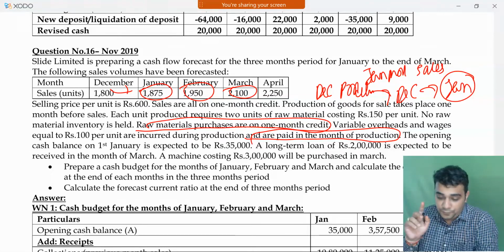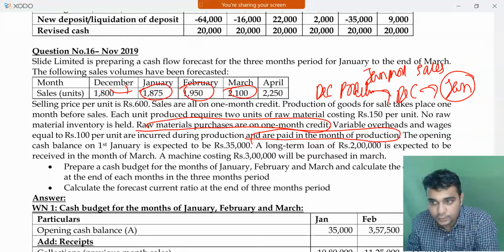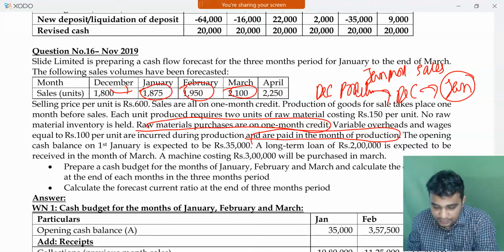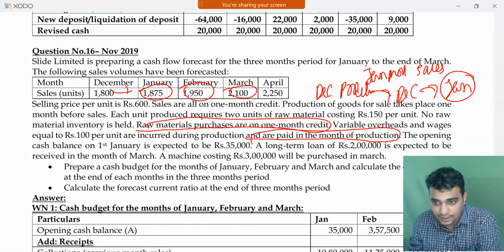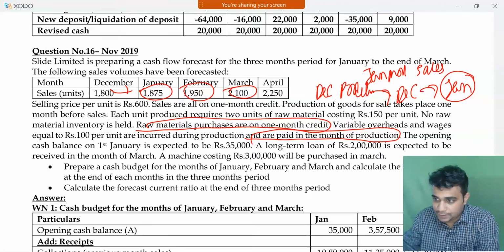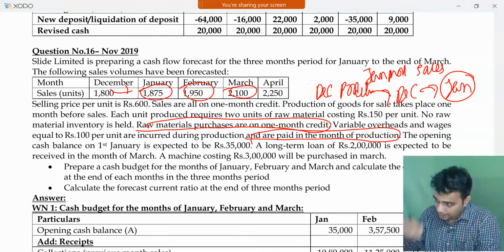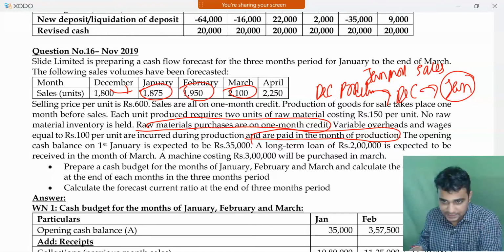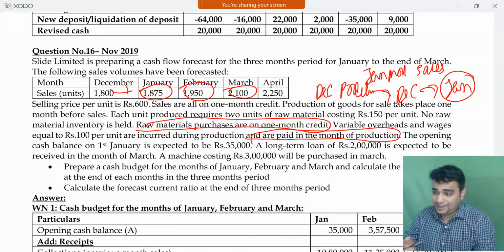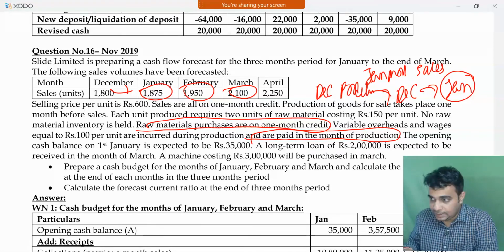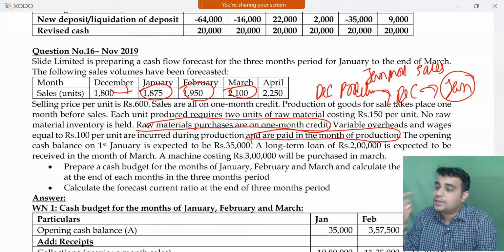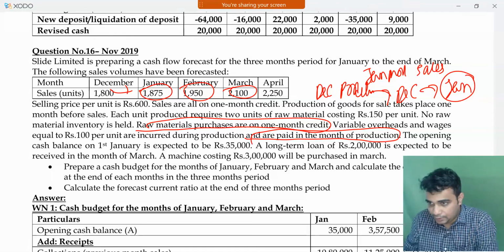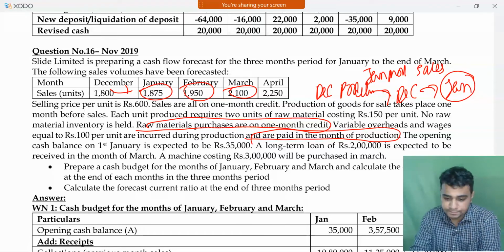So my wages and variable overhead will be 100 into the next month sale, because the production will happen 1 month before and payment is done immediately. Raw material also should have been next month sales only, but in raw material what is happening is you are given a 1 month credit period.